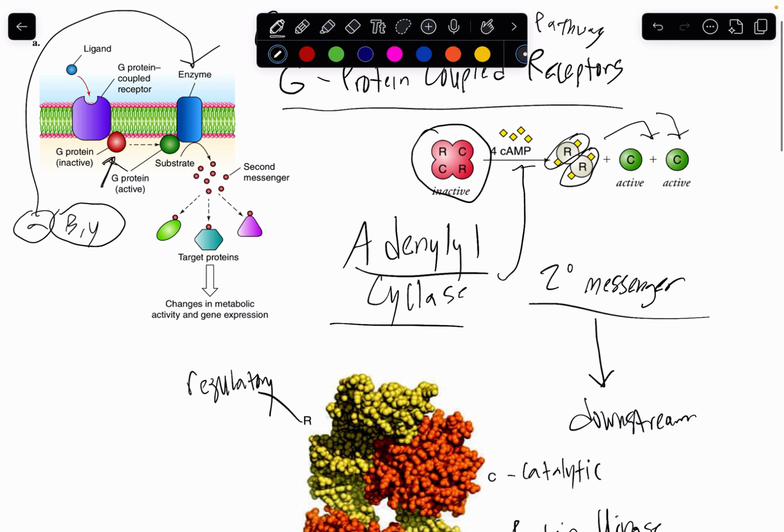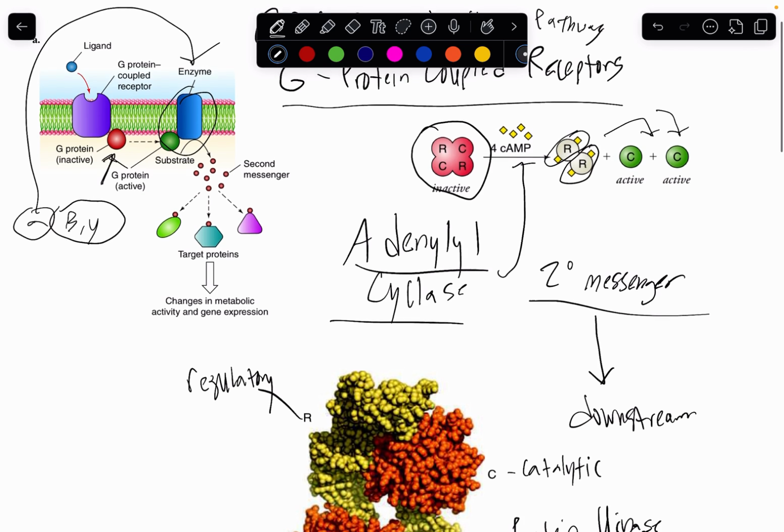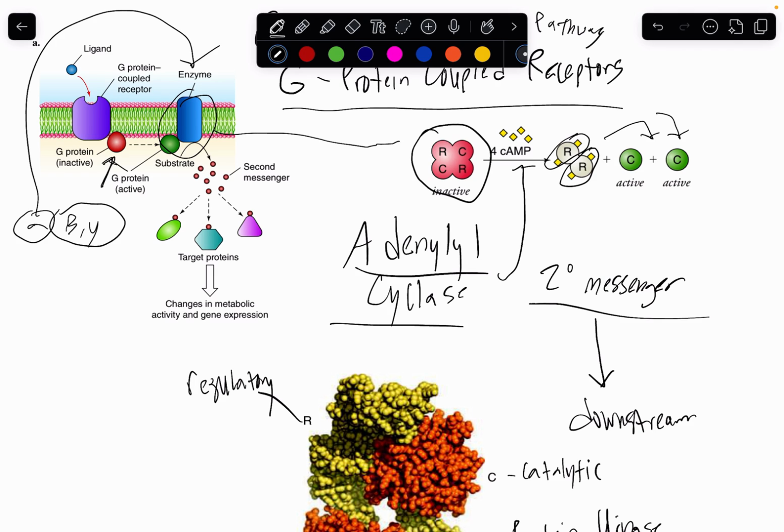So we're not going to get into that a ton, but just know, we'll go over the basics one more time. Ligand binds to the G protein coupled receptor. The inactive form of the G protein releases GDP, and it binds GTP. The alpha subunit detaches from beta gamma, and it goes and activates the adenylyl cyclase enzyme, which will then make our cyclic AMP, our secondary messenger.